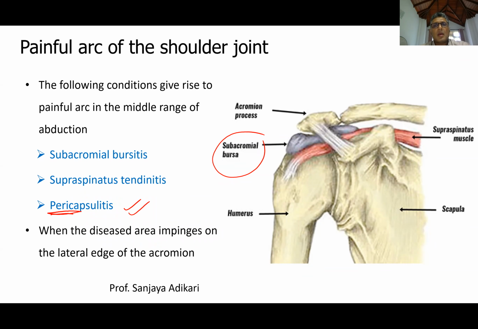Whatever it is, when these inflamed structures impinge on the acromion as you abduct the limb, there is a limitation of space here, and then you get the pain. That's why you get it in the middle part. Once they move inside, the pain becomes less, because in the latter part it's not the joint that moves, it's the pectoral girdle that moves. So you don't have much pain at that part.